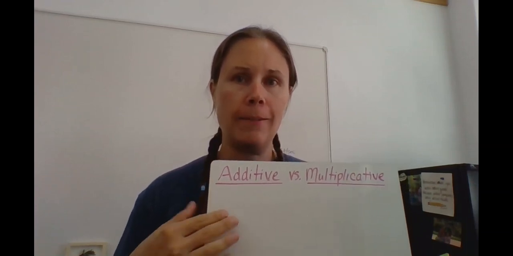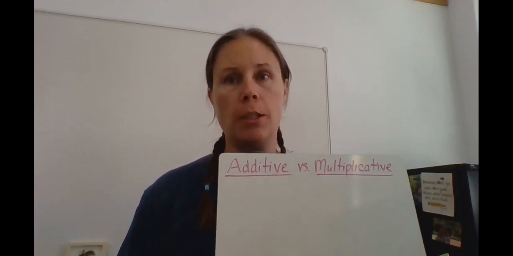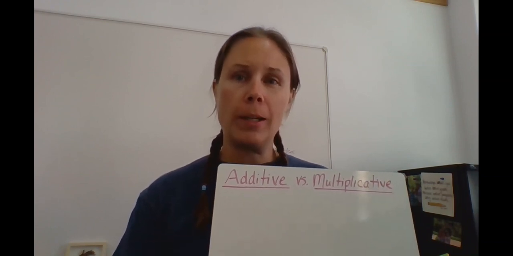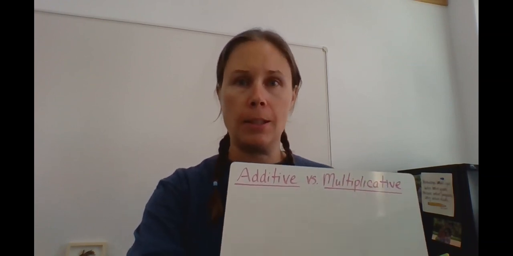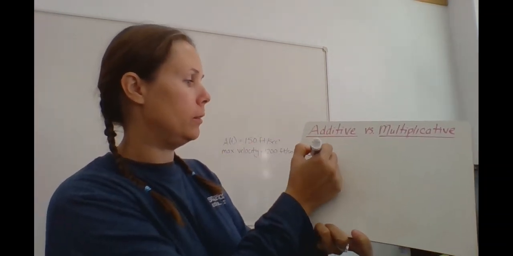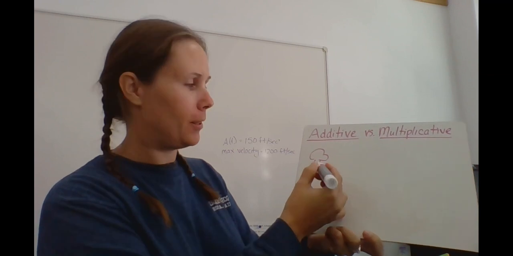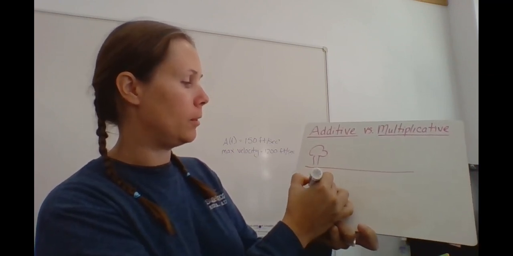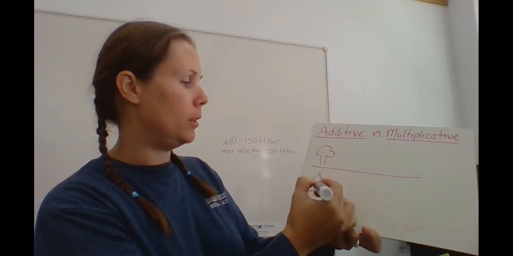So for additive and multiplicative relationships, we want to look at the two sets of numbers and figure out what kind of relationship they have. So let's do a little example. If I have two trees, I have tree 1, you like my artistic skills, and I have tree 2. We'll just make it a different kind of tree so it looks like two different trees.